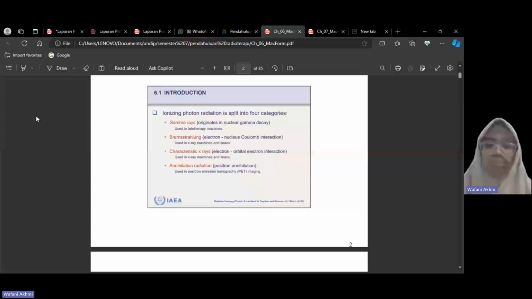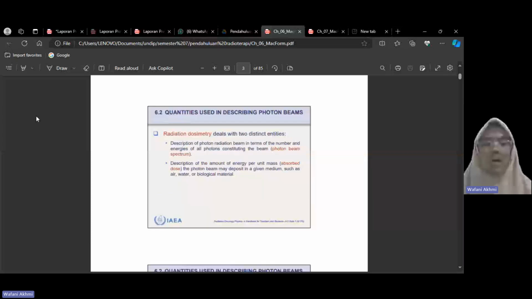And then 6.2 is quantities used in describing photon beams. Radiation dosimetry deals with 2 distinct entities. The first is description of photon radiation beam in terms of the number and energies of all photons constituting the beam, the photon beam spectrum. And point 2 is description of the amount of energy per unit mass absorbed, that the photon beam may deposit in a given medium such as air, water, or biological material.